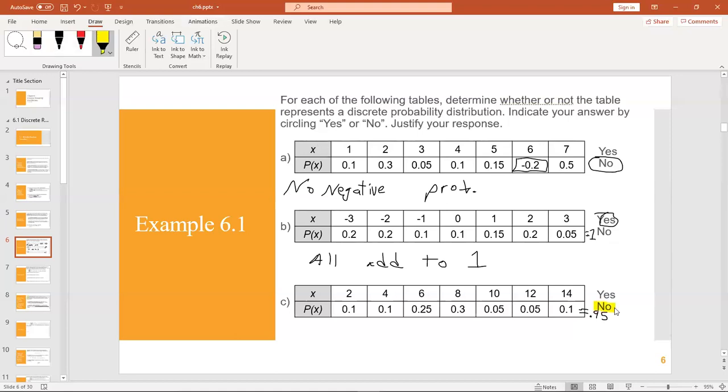That's a bit of a problem because all the probabilities are supposed to add up to 1 or 100%. So this is going to be no. And the reason is they don't add to 1. It's going to take me a lot longer to write it with this stinking mouse than to just say it. Don't add to 1. That would be the reason. So all your probabilities got to add up to 1.